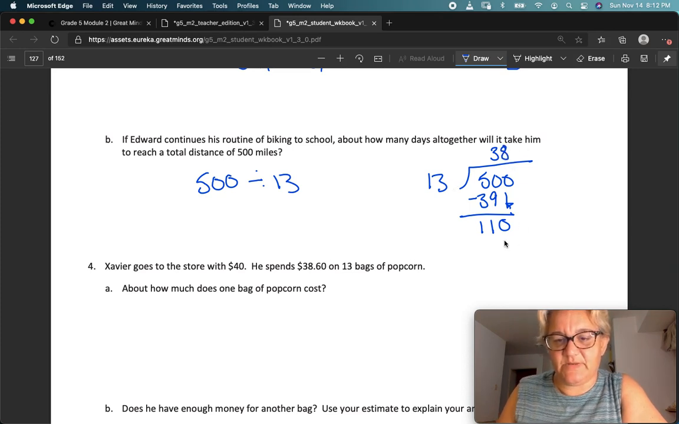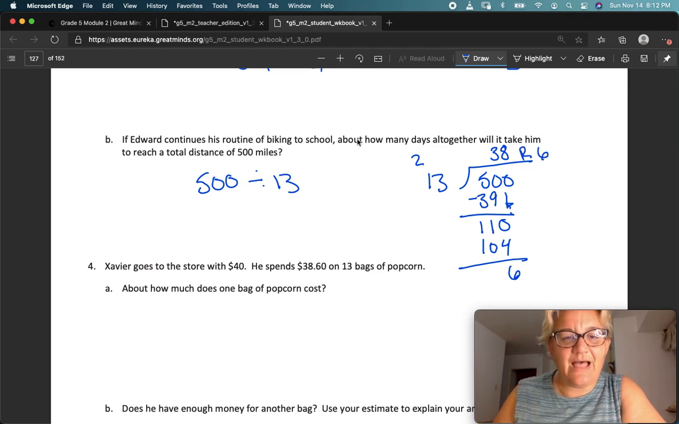8 times 3 is 24. Carry the 2. 8 times 1 is 8, 9, 10. And we have 6 left over. So about how many days altogether would it take him to reach a total distance of 500 miles? Well, it would probably take him 39 days.